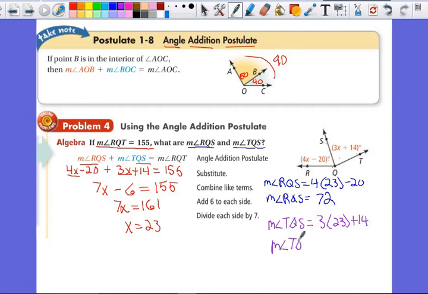Now, there's always an easy way to check your work. All you have to do is add the 72 and the 83 together, and we notice that it equals 155, so we know we have done this problem correctly. All right?